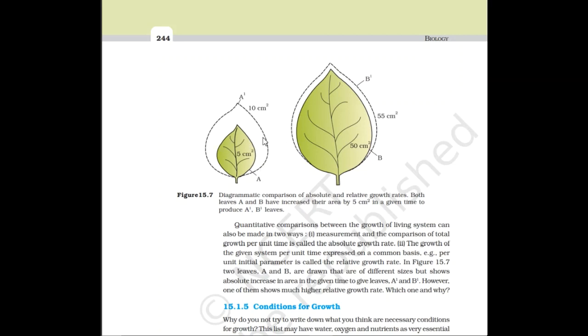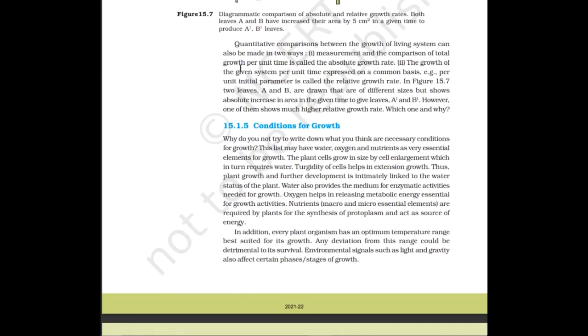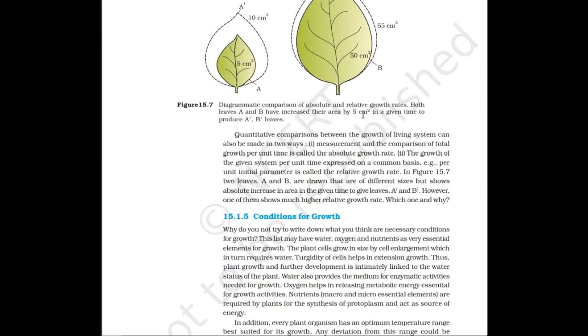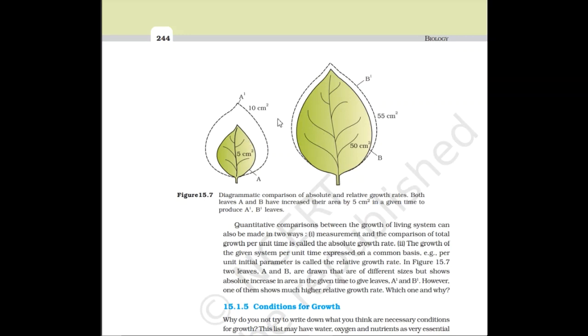Relative growth rate is 5. Here also 5. Diagrammatic comparison of absolute and relative growth. Both the leaves A and B have increased their area by 5 cm² in the given time to produce A' and B' leaves. Here they have represented that.